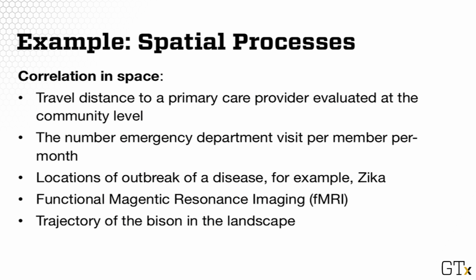A third example is the worldwide locations of outbreaks of a disease or condition, for example, Zika, which has been of great concern in the past year. In order to accurately predict future outbreak locations, we need again to account for the spatial dependence in the past outbreaks. A fourth example is functional magnetic resonance imaging, or fMRI, used to capture brain activity. A fifth example is a trajectory of the movement of bison in the landscape.